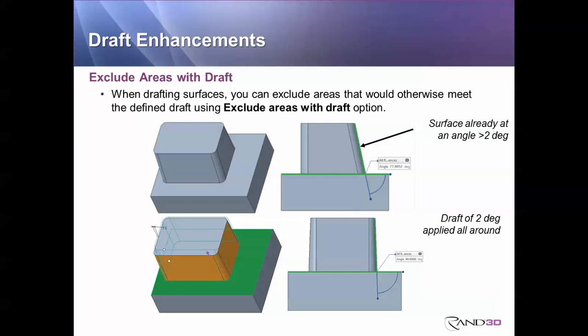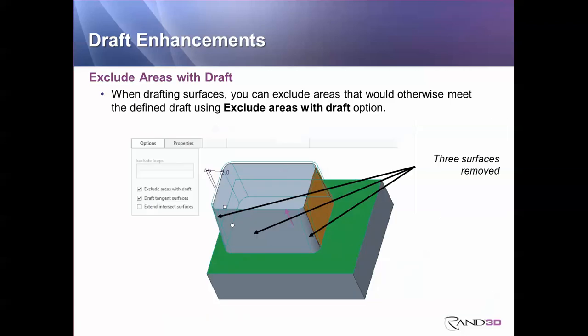You also have an enhancement to the draft feature. With the draft feature, you have a new option, exclude areas with draft, that will exclude areas with draft that prior to this functionality may result in a regeneration issue with the draft creation based on pull direction and neutral element options that you might have defined. This option, again, exclude areas with draft, is a small checkbox option. It can be turned on and off in that fashion, located underneath the options panel, along with the other two from legacy versions of the software, draft tangent surfaces and extend intersect surfaces. So you get this added checkbox option there that will allow you some variation in how your draft is defined.